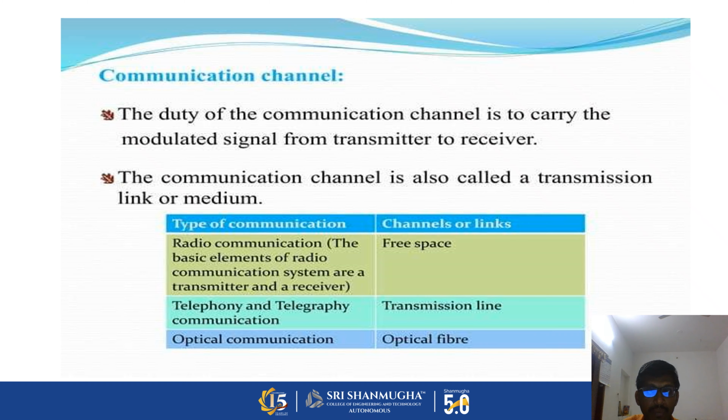What are the types of communication? Radio communication, optical communication, telegraphic communication, and telephony. Radio communication: the basic elements of a radio communication system are a transmitter and a receiver. Radio communication uses a transmitter and then a receiver, that is called radio communication.